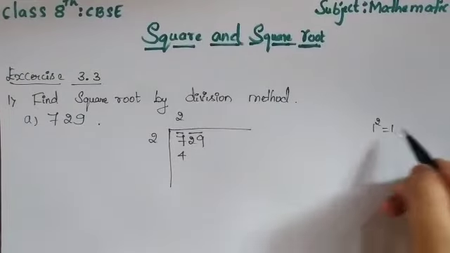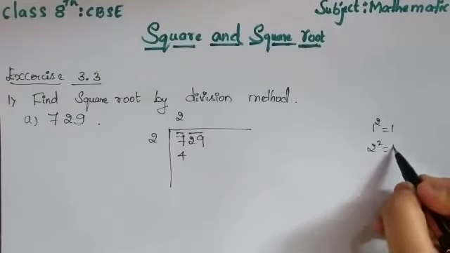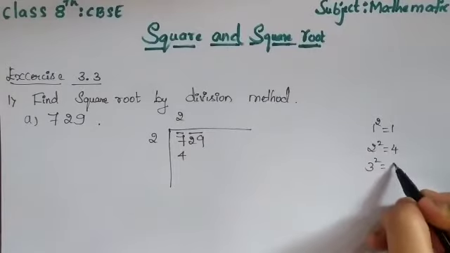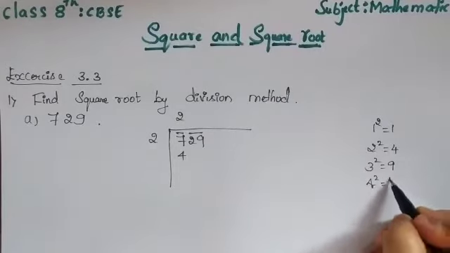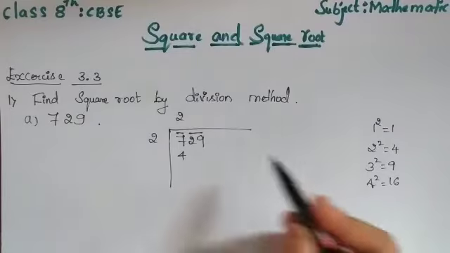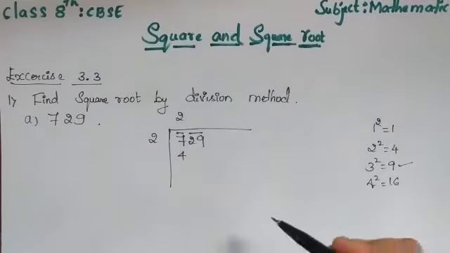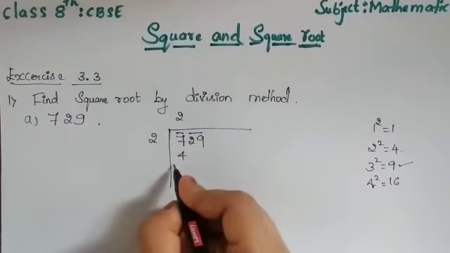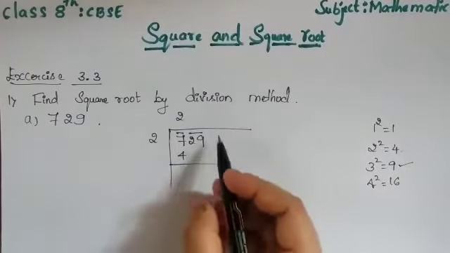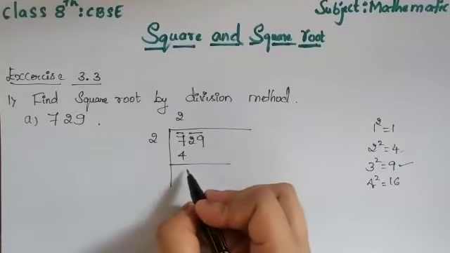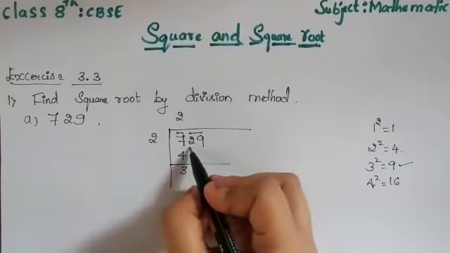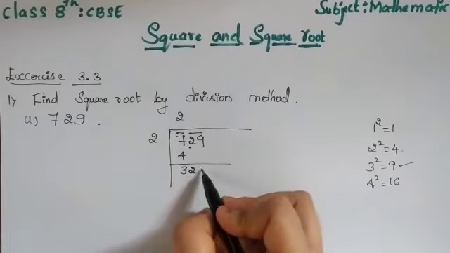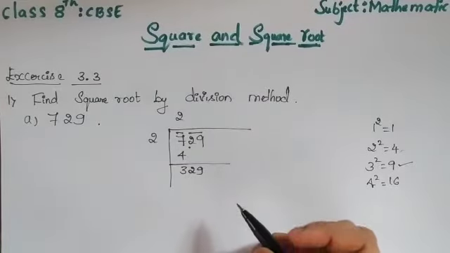1 square is 1, 2 square is 4 and 3 square is 9, 4 square is 16. So 3 square will be 9, which is greater than 7. So the previous number is 2, since 2 2s are 4. Now let me subtract it. 7 minus 4, I will get 3. Now I have to bring 29 down at a time, so it becomes 329.